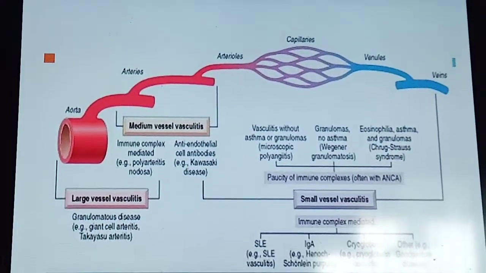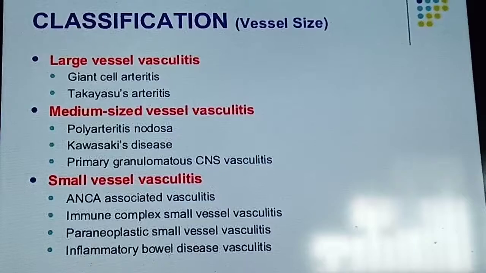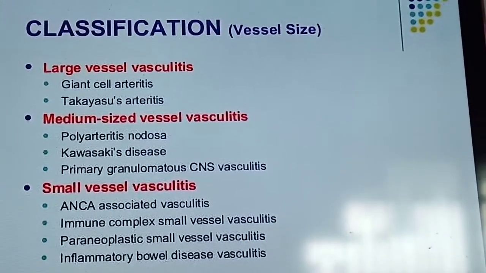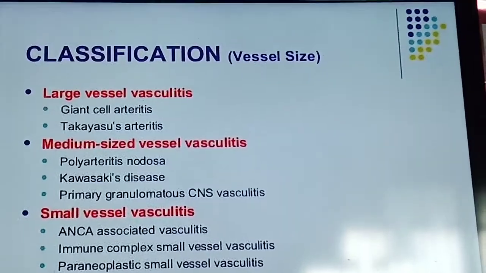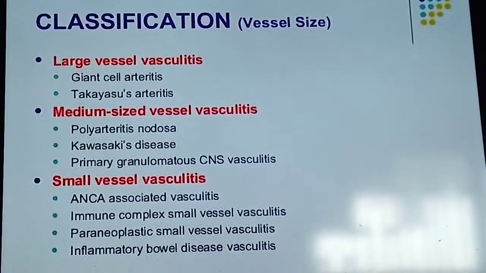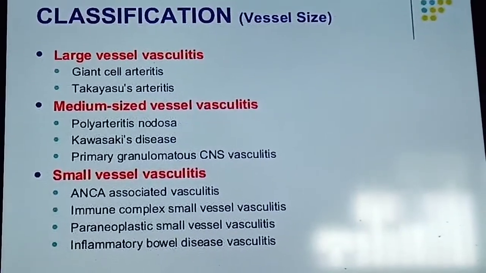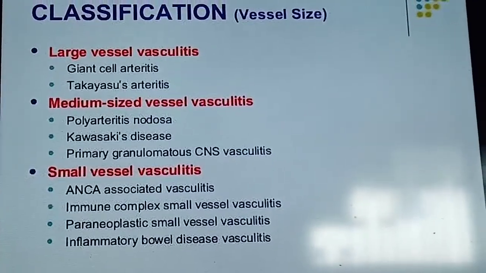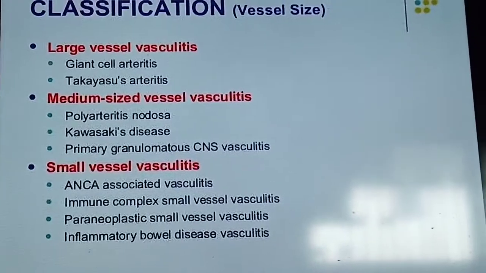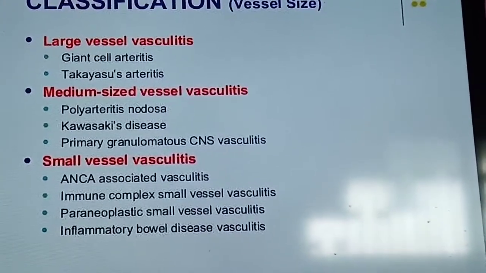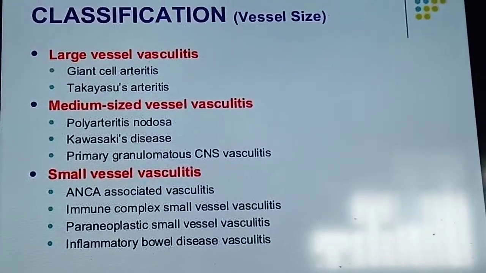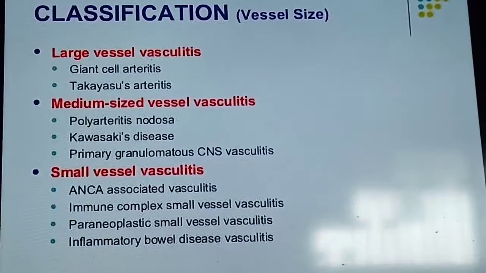So these are the three main types of vasculitis: large vessel, medium vessel, and small vessel vasculitis. Classification depending upon vessel size: examples of large vessel vasculitis are giant cell arteritis and Takayasu arteritis. In medium size vessel vasculitis: polyarteritis nodosa or PAN, Kawasaki disease, and primary CNS vasculitis. In small vessel vasculitis: ANCA associated vasculitis, immune complex small vessel vasculitis, paraneoplastic small vessel vasculitis, and inflammatory bowel disease vasculitis.